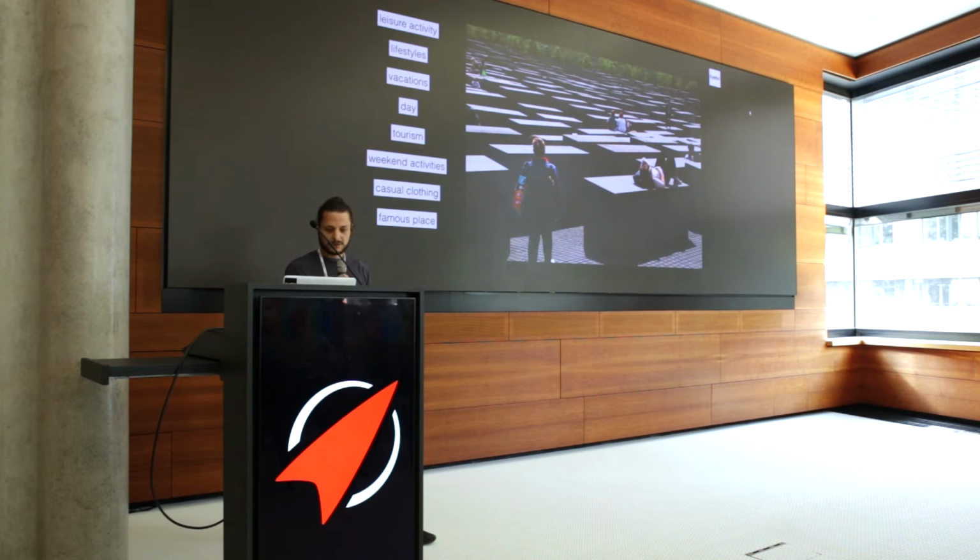And then you have a completely different photo in the same location, where you can see that the machine has recognized that this is a leisure activity. You see people hanging out and chilling in the Jewish Memorial, and the fact that this is a tourism shot is described with the tags. So this is the concepts model.